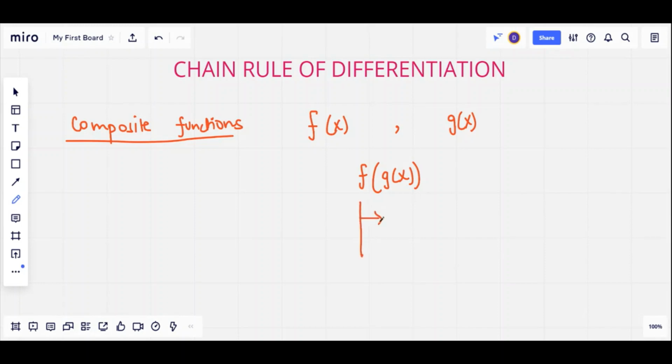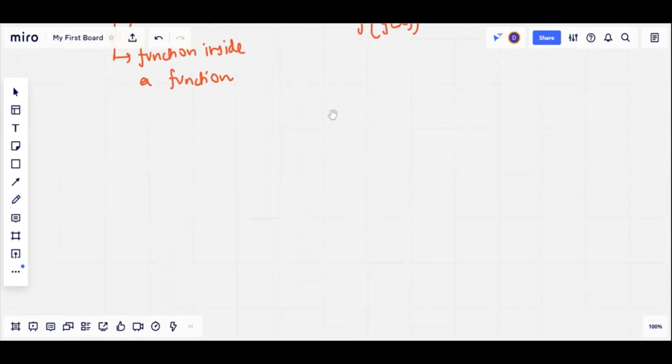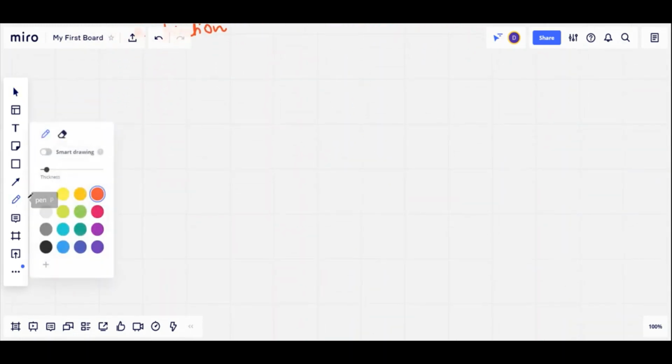Another name for this composition of functions, let's write it over here, is nested functions, or it is often called a function inside a function. These are the other terms with which composite functions are called. Now let's look at a couple of examples of what composite functions look like.